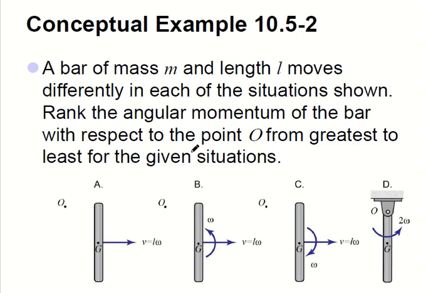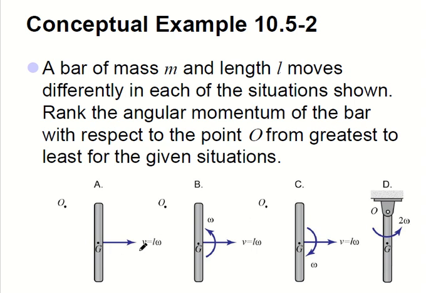Then we will get into the next example. You have a bar of mass m and length L going to move differently in each of the situations A, B, C, and D. And we're going to rank the angular momentum of the bar with respect to this point O, from greatest to the least for the given situations.